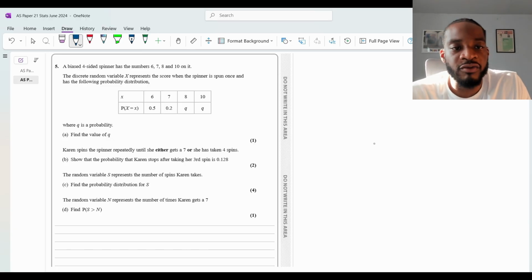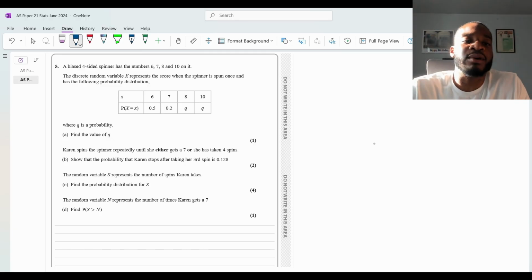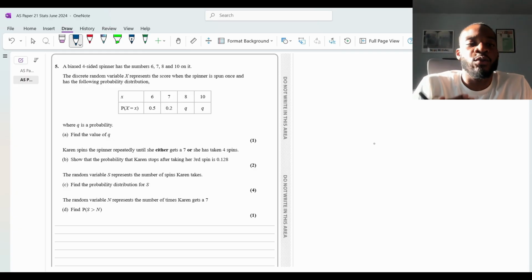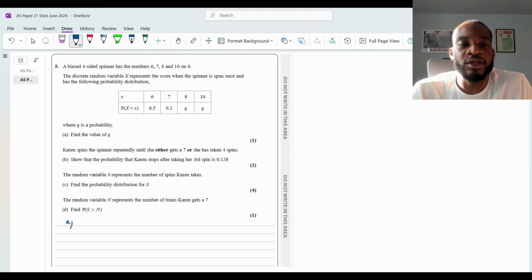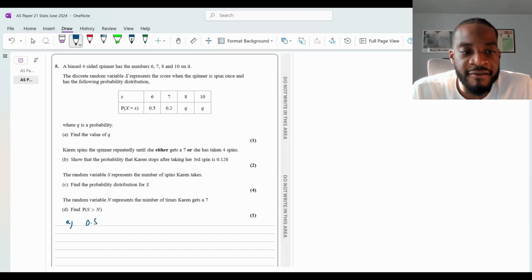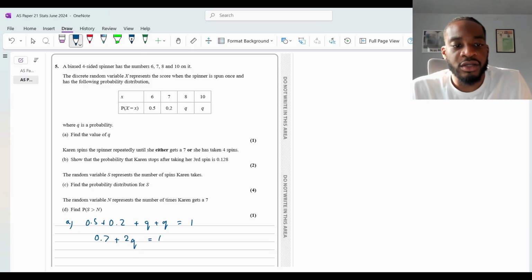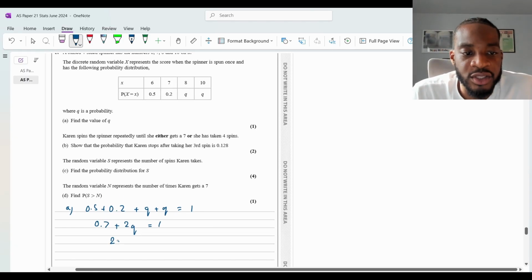Reason why it's 1 mark is because remember when you're dealing with a table, all probabilities must sum to 1. So what we can do is create an equation in terms of Q to solve. So part A, again, whenever you see find the value of Q, any letter, you have to form an equation. So the equation that we're forming is going to be the sum of the probabilities being 1. So it's going to be 0.5 plus 0.2 plus Q plus Q. This has to equal 1. That is 0.7, that's 2Q, that's 1. So therefore, moving 0.7 over, it's going to be 2Q is equal to 0.3.